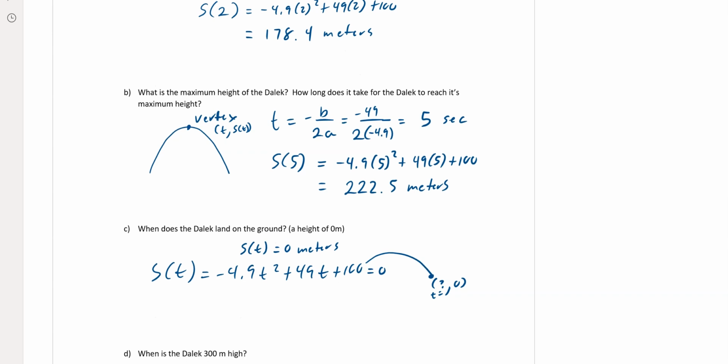If you look at that, that is just the quadratic formula. That's your a, that's your b, and that's your c. So we get x equals negative 49 plus or minus the square root of 49 squared minus 4 times negative 4.9 times 100, all over 2 times negative 4.9.